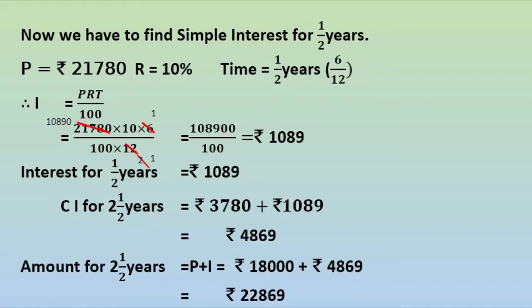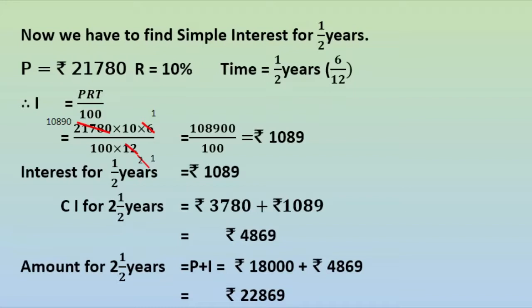So in this question, we found the compound interest for 2 years first. Now half year is remaining. The half year we are calculating with the simple interest formula. While using simple interest formula, the principal is changed. The new compound amount will become the principal. Rate of interest will remain the same and the time is half year. We can write it as 1/2 or 6 upon 12. So we are getting the interest for 6 months.